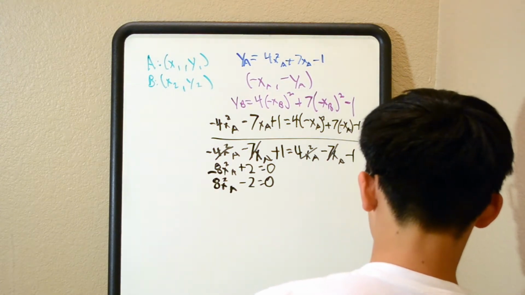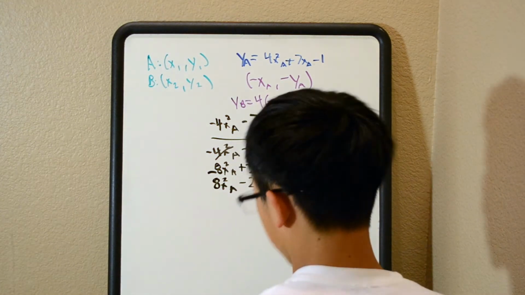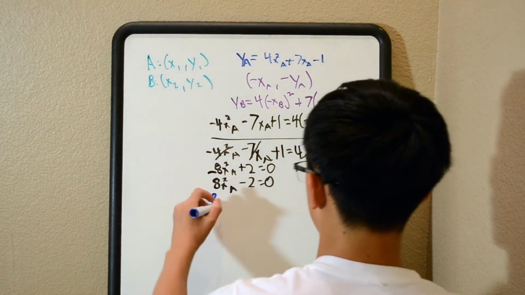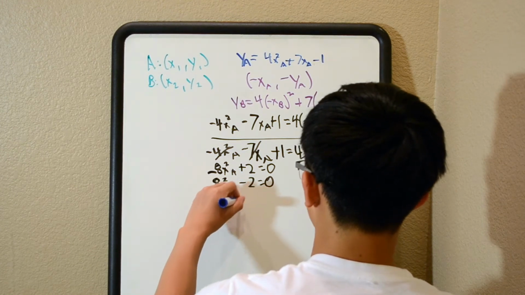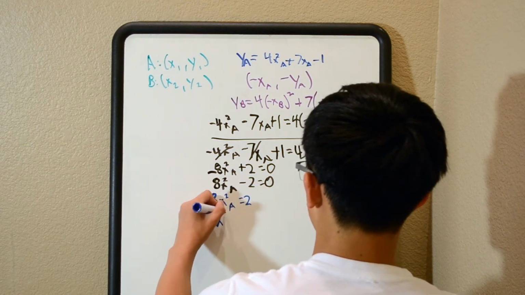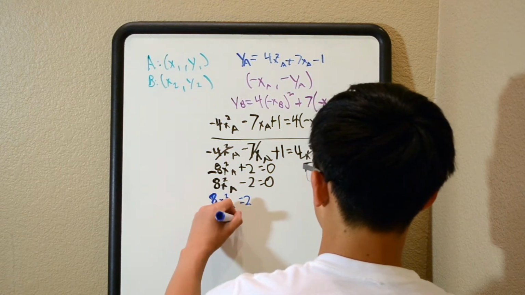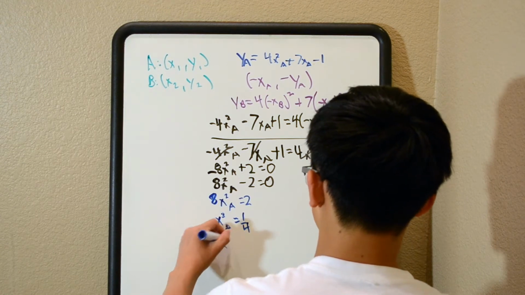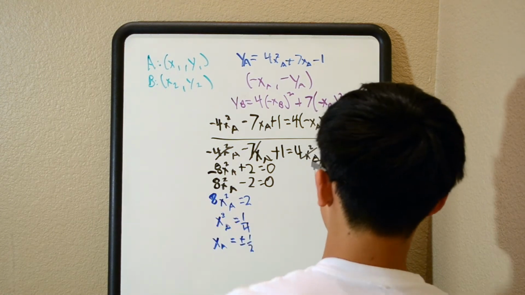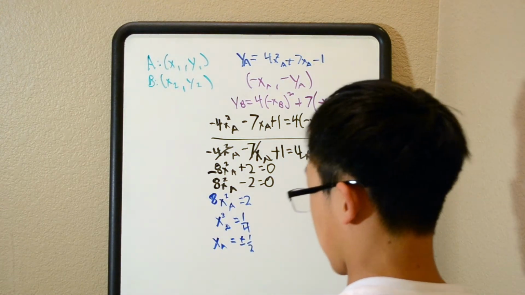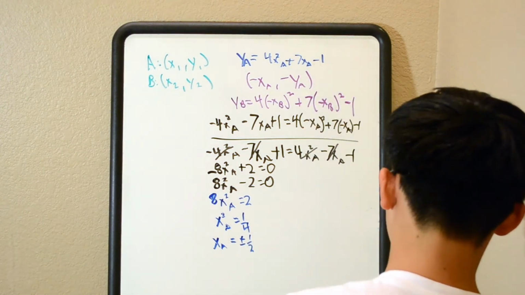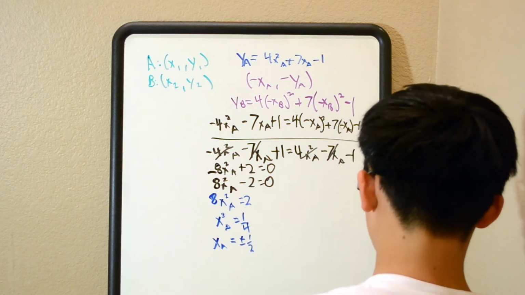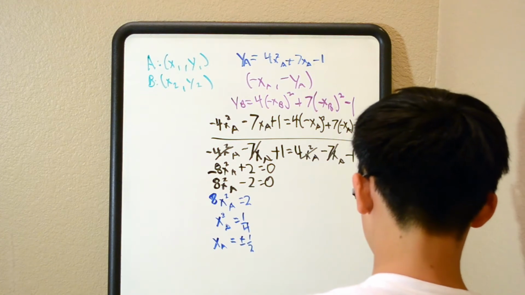So we can solve this. Let me show you how to solve it. Add 2 to both sides to isolate the variable. 8x squared A is equal to 2. Divide 8 from both sides. x squared A is equal to 1/4. And we get that x A is equal to plus or minus 1/2, since 1/2 or negative 1/2 multiplied by itself will equal 1/4.